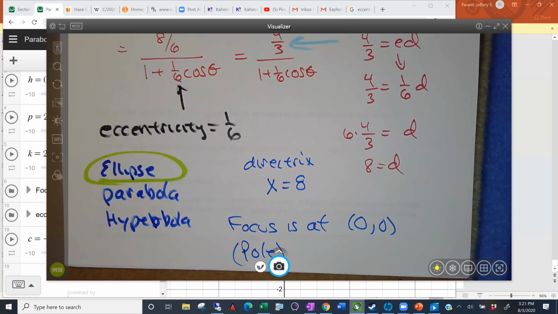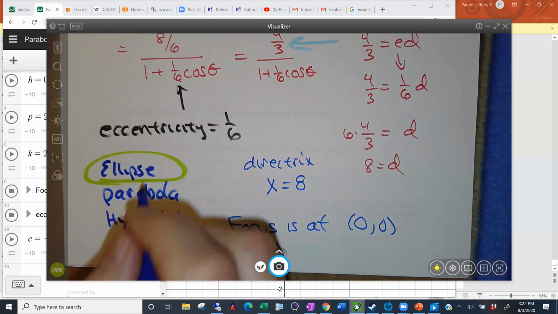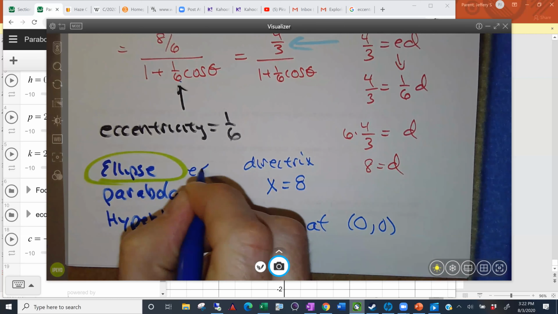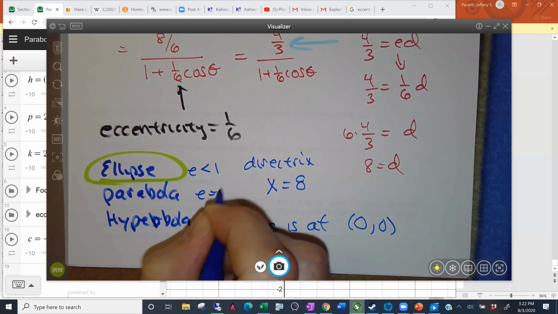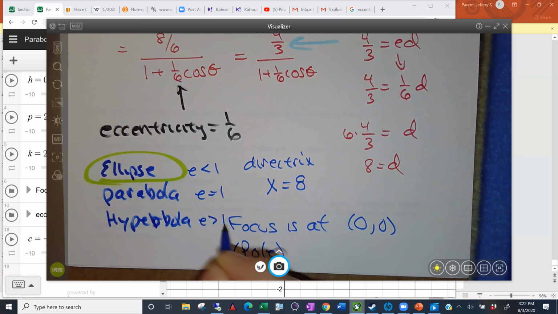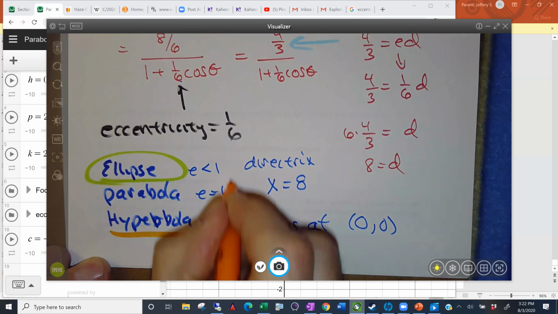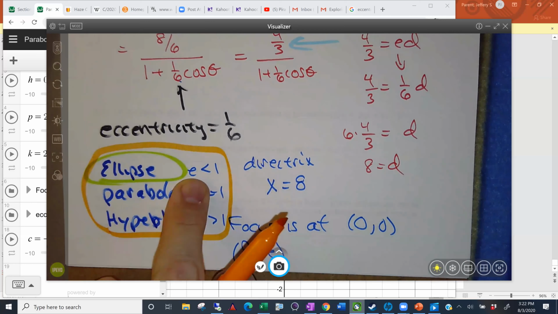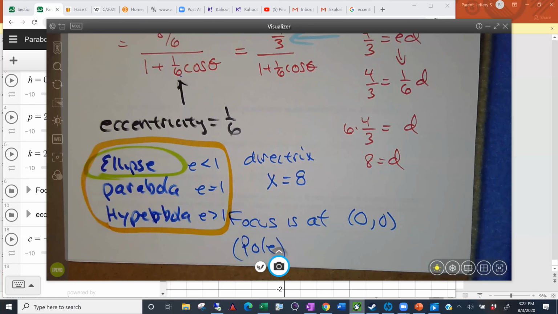What were the conditions for if it's an ellipse, parabola, or a hyperbola? An ellipse means that E is less than 1. A parabola is E equals 1, and a hyperbola is E greater than 1. Those are the conditions for hyperbola, parabola, and ellipse. And in our case, E was 1/6, so that's why we got an ellipse.